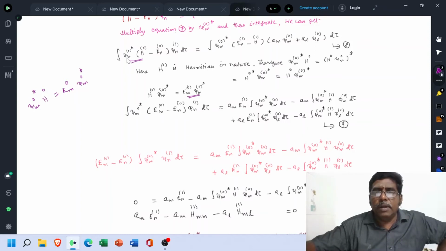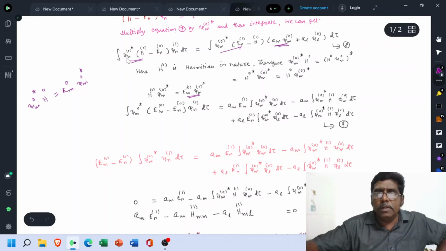to combine this term and this one. See here, take this Am En1 outside, psi m0 star psi m0 d tau, one term. Just we are combining this into this, psi m0 star En1 Am psi m0. Here Am is a constant, we have taken out, En1 is also a constant, taken out, psi m0 star psi m0 d tau, first term. Then keep this minus sign, minus Am. We cannot take this H1 outside because it is an operator. Psi m0 star H1 psi m0 d tau.